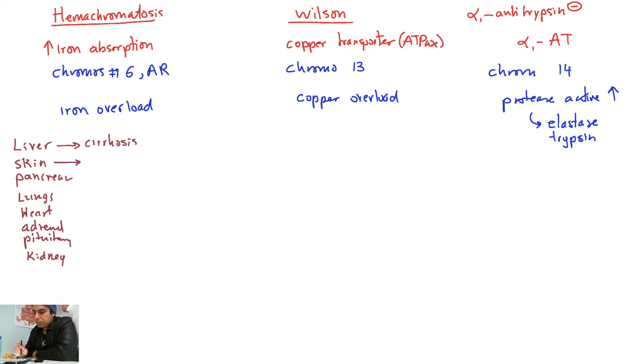In skin, what will it cause? Very good. When iron deposits in your skin, it will give you brown pigmentation, golden brown pigmentation. It's like a rusty color. Very good. Like an old, rusty car.